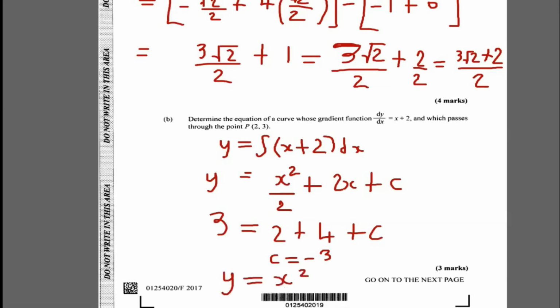y is x squared over 2 plus 2x minus 3. That's the equation of the curve. Nice and easy, soft.